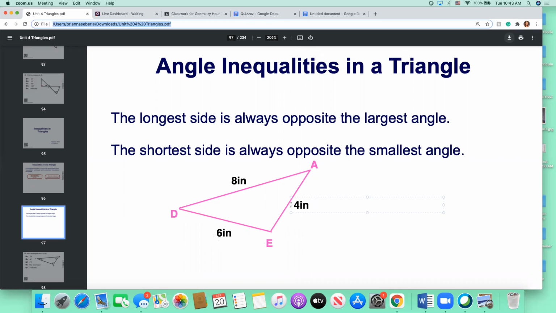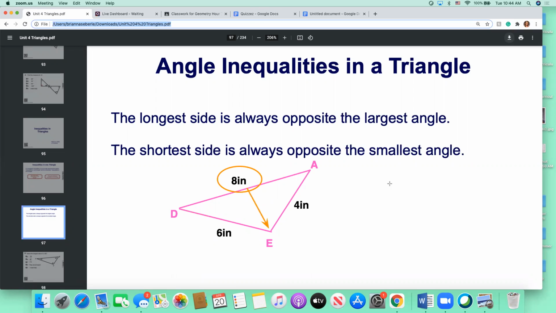Essentially what today's lesson is about is to determine which angle will be the largest based on the length of the side. The easiest way to look at this is to say, all right, this side right here is my biggest side, right? 8's my biggest number. So directly across from that is angle E. That means angle E is going to be my largest angle because it's across from the largest side, okay?